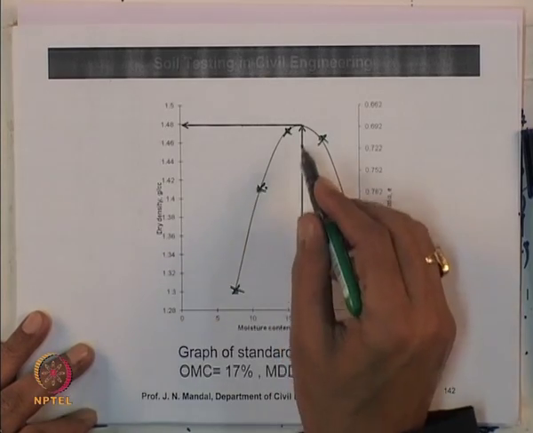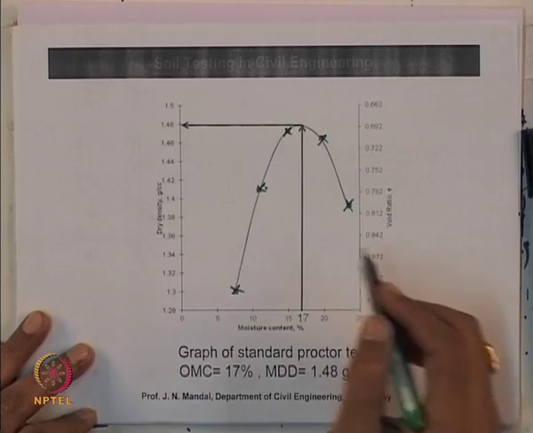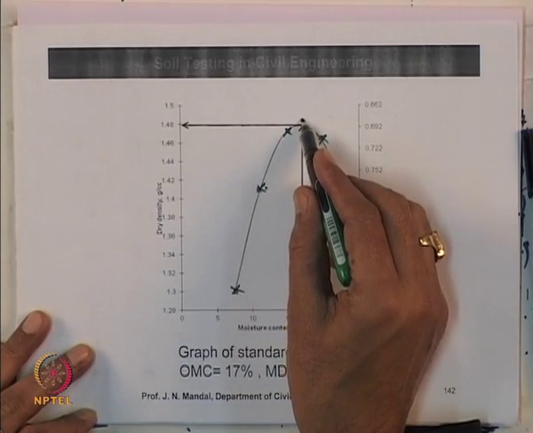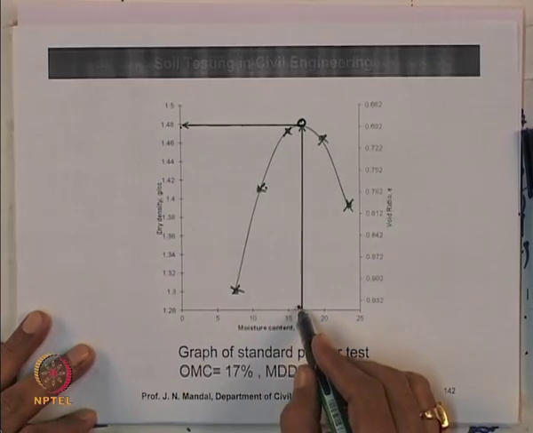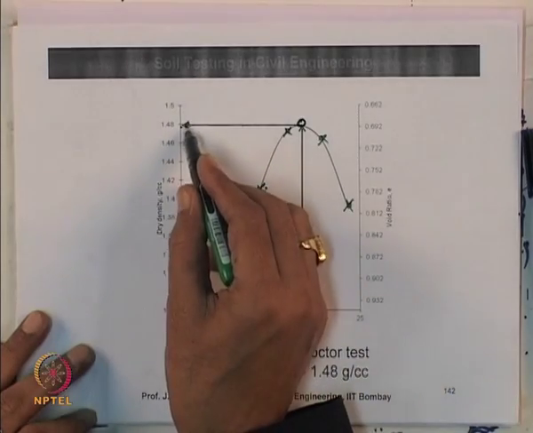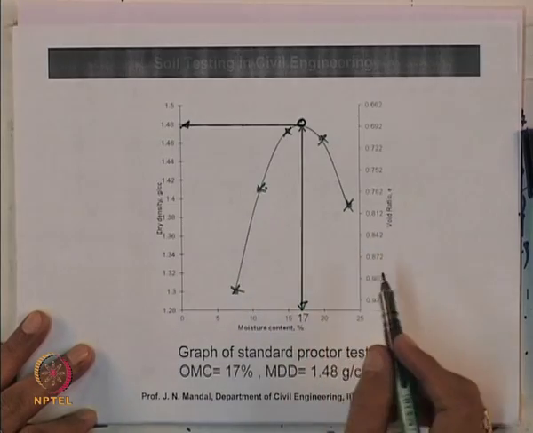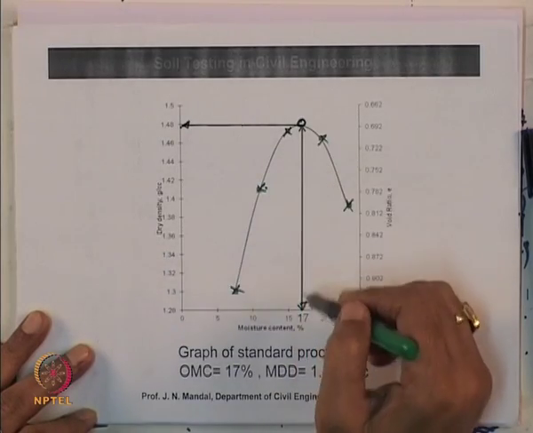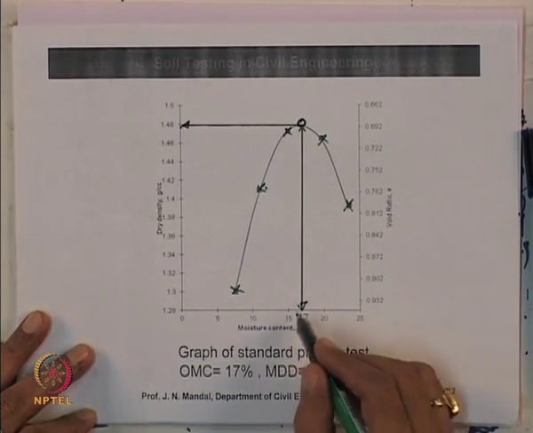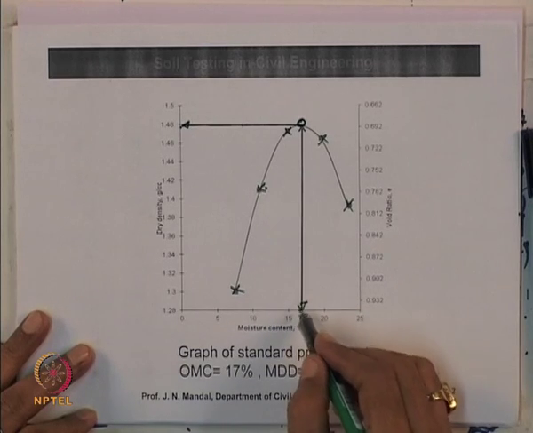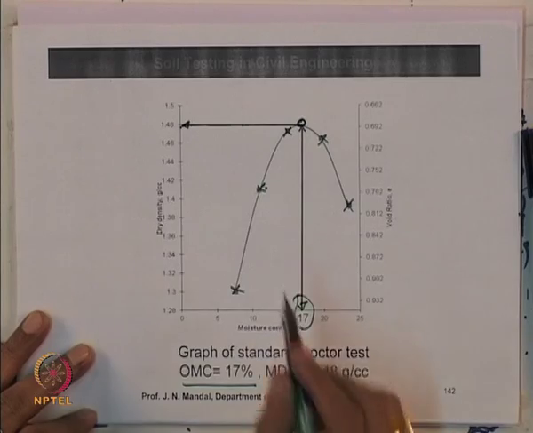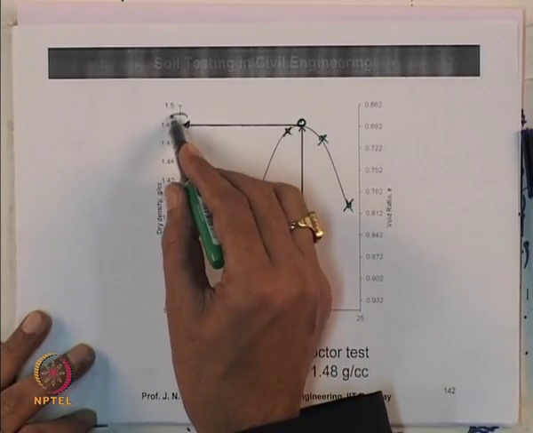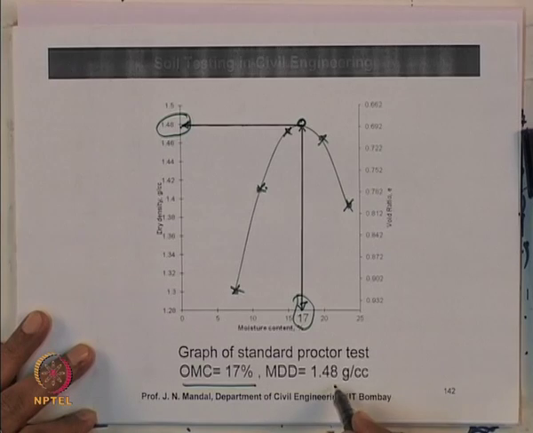So, from this curve you can determine the maximum dry density and the corresponding maximum moisture content. This is the graph for the standard Proctor test, and here you can see that the optimum moisture content is 17%, and the maximum dry density is this, that is 1.48 gram per cc.